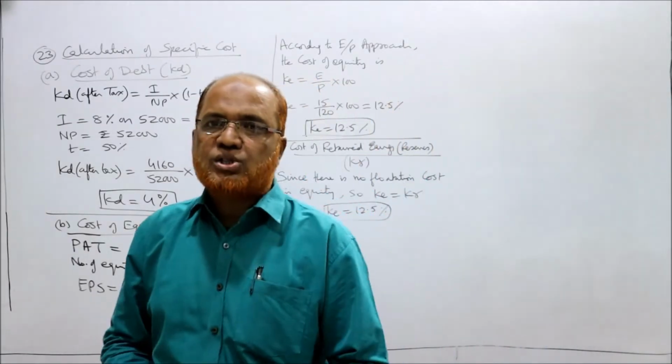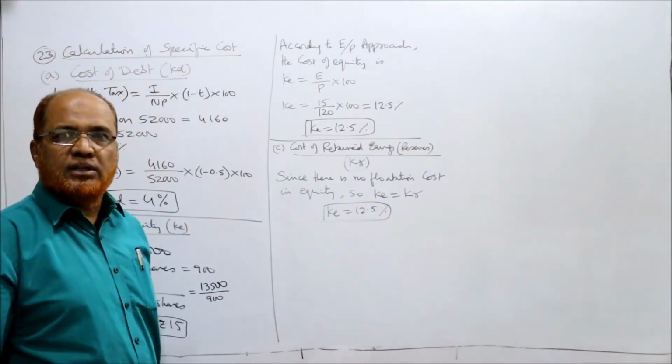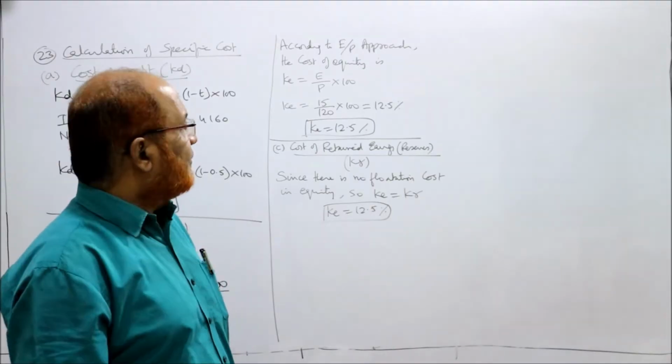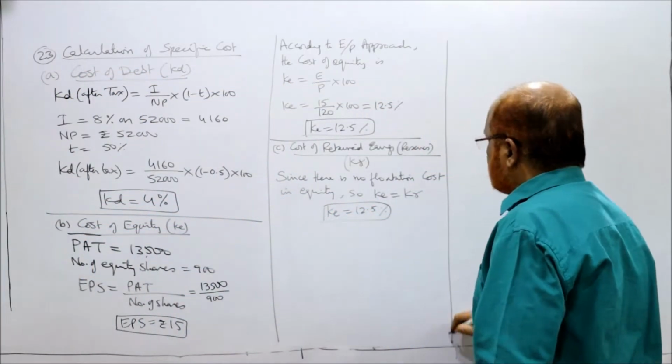अगर flotation cost नहीं है तो KE और KR दोनों equal होते हैं. Both are equal when we don't have flotation cost.